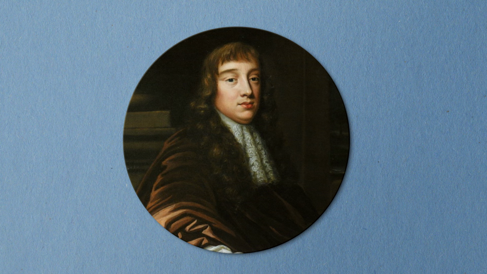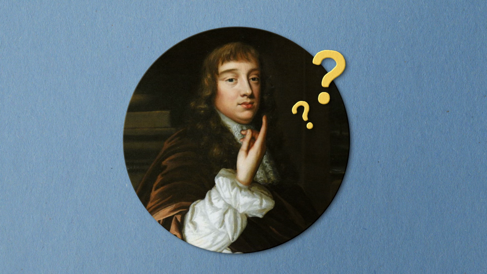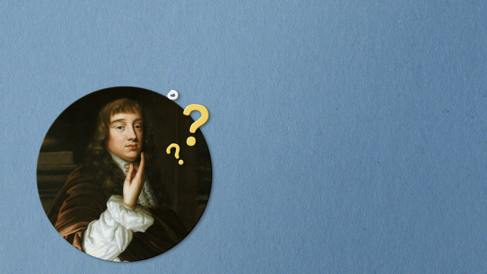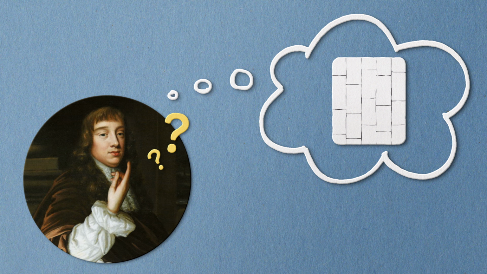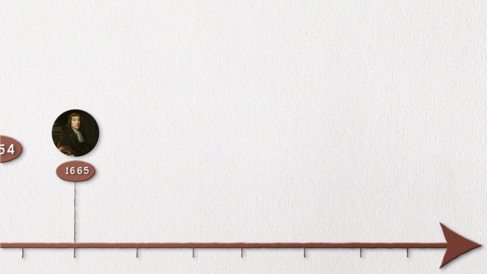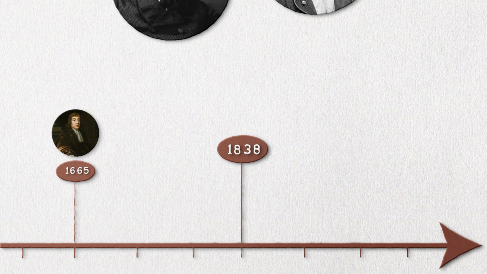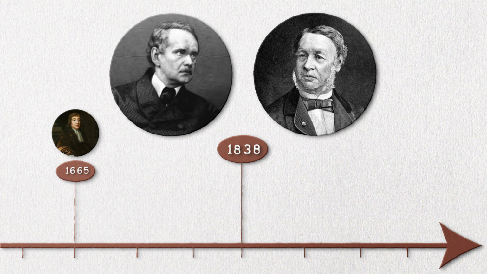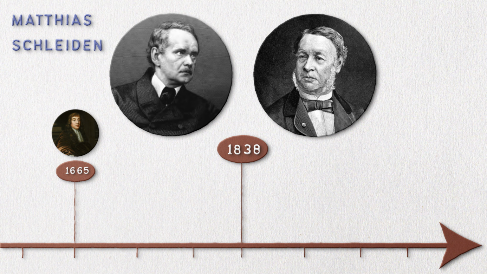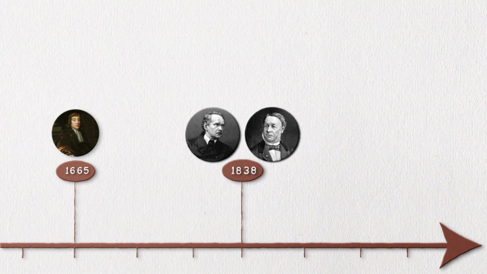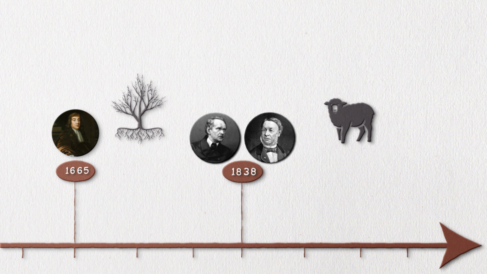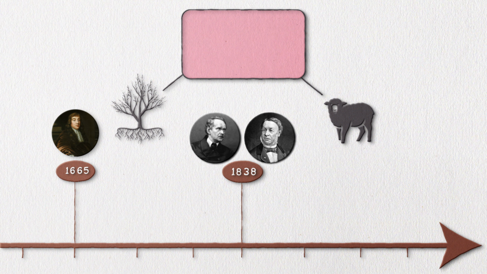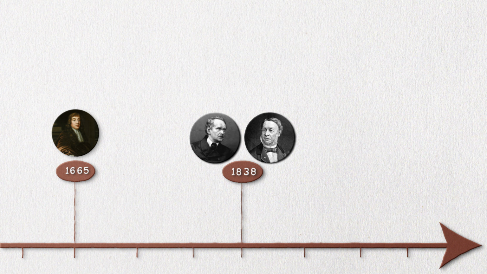And even though Hooke discovered the cell, he was not able to get a complete understanding of what cells were or what their function was. Fast forward to 1838, when the cell theory was first proposed by Matthias Schleiden and Theodor Schwann. The theory stated that both plants and animals are made up or are a product of cells, and that these cells also contain a nucleus within them.